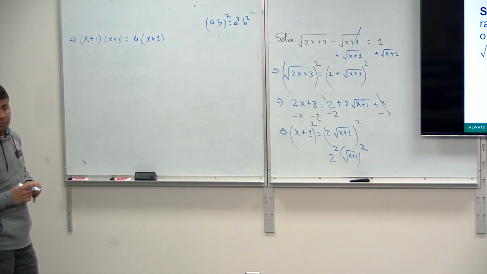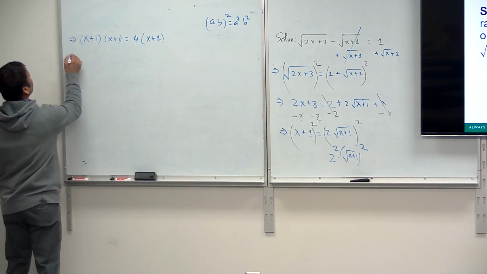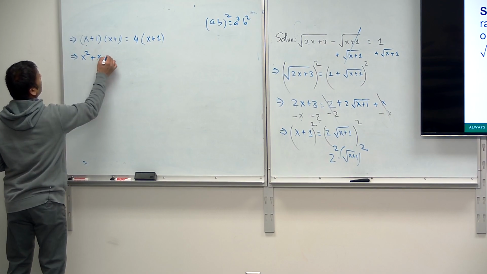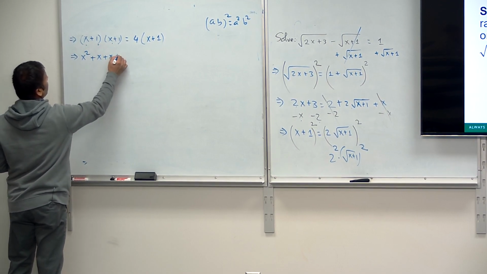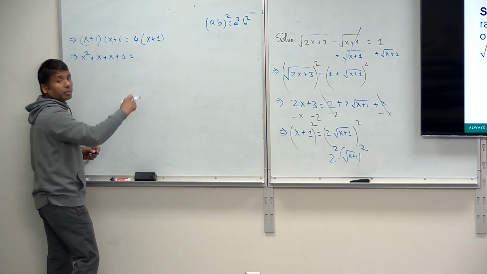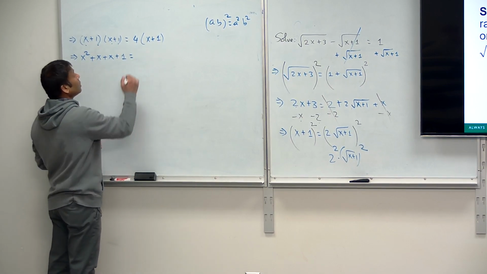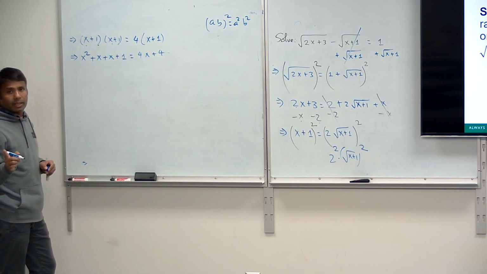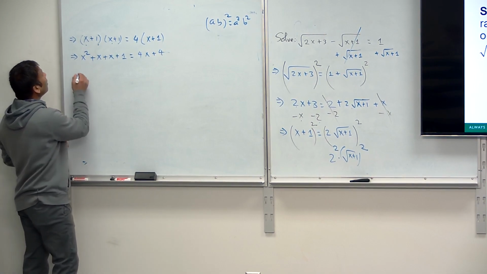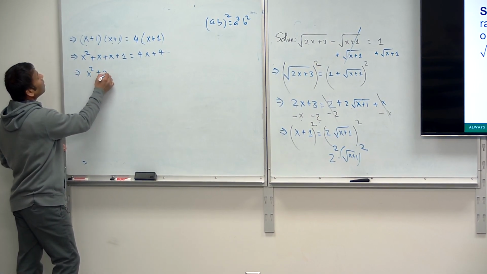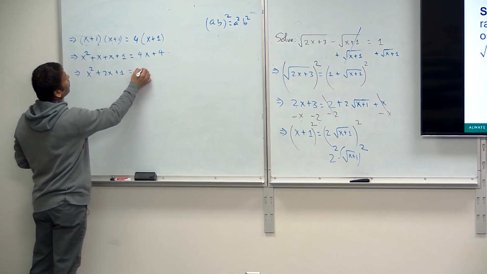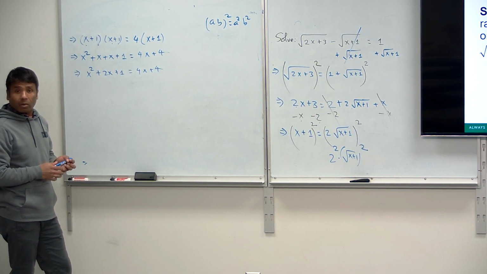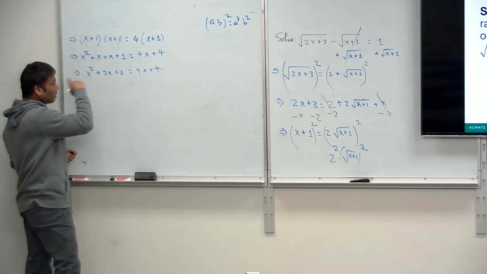Does that make sense? So now you use the FOIL. X times x is x squared, plus x times 1 is x, plus 1 times x is x, plus 1 times 1 is 1. You distribute this 4, okay? So it would be 4x plus what? 4. Make sense? So now it will be x squared plus 2x plus 1 equal to 4x plus 4. Right? This is a quadratic equation. And now you move this to the left side, okay?